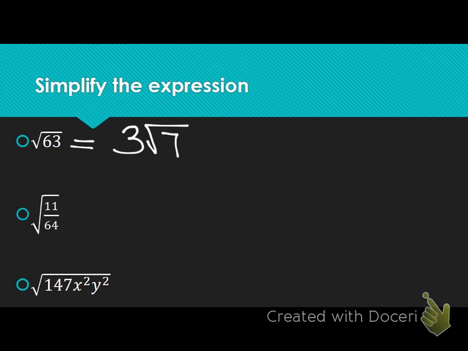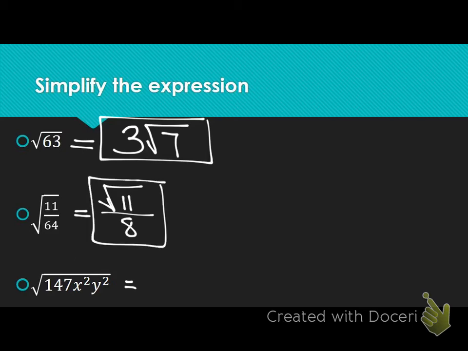What about square root of 11 over 64? Well, technically, I can take the square root of top and bottom. Are there any perfect square factors in 11? No, but what about 64? 8. So that's why it's square root of 11 over 8. Did you get that for number 2?